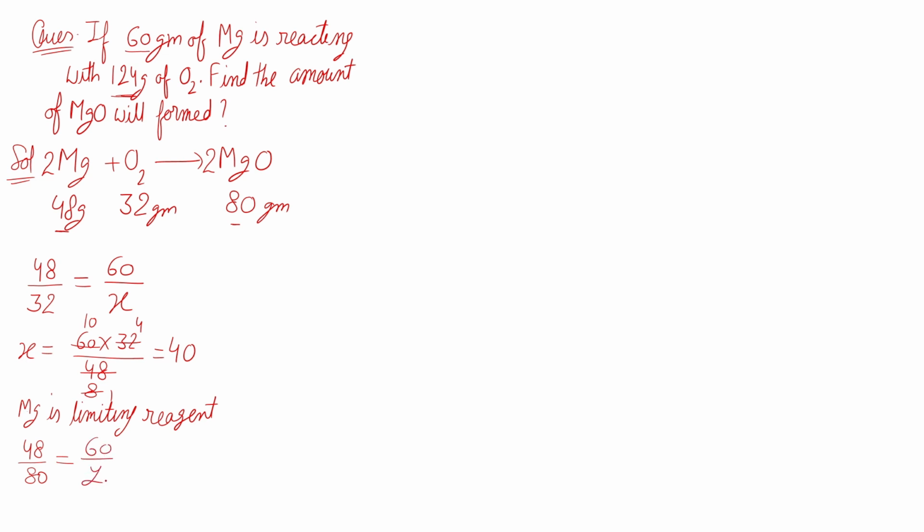Now we will put Y. Y is the amount of magnesium oxide finally formed there. Okay. So Y will be 60 into 80 and divide by 48. So the total amount of MgO will form, it will be 100 gram.